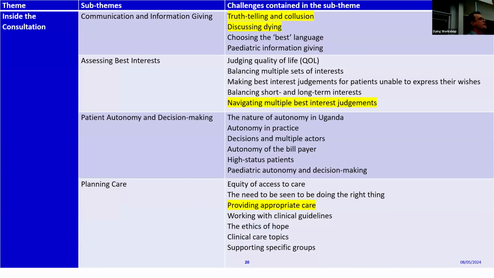But one of the points is the complexity here. And I bet if you do this in other fields of care, it will also look like this. And it won't map particularly well to the training programs that are designed to support clinicians with the ethical elements of their work.